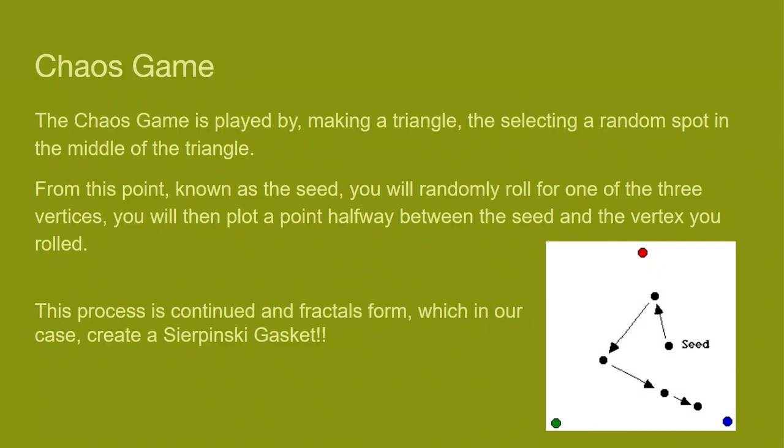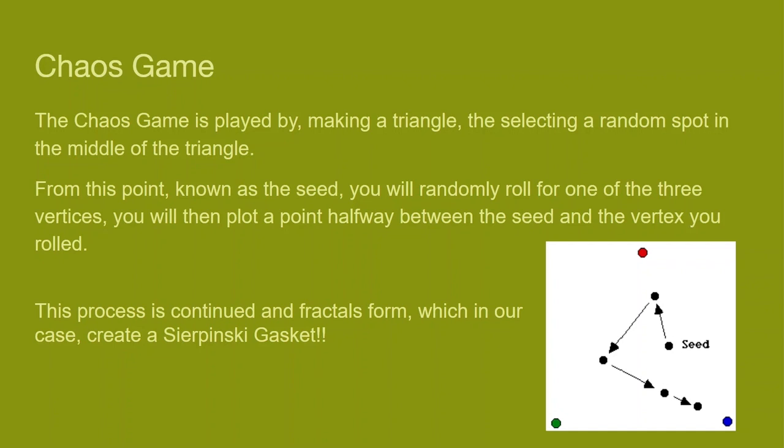and then you're going to place a dot somewhere inside that triangle. This is called your seed. From there, you're going to roll a die for one of the 3 vertices of the triangle. Then, find the midpoint between your seed and the vertice that you rolled, and place a point there. And then you continue this process.